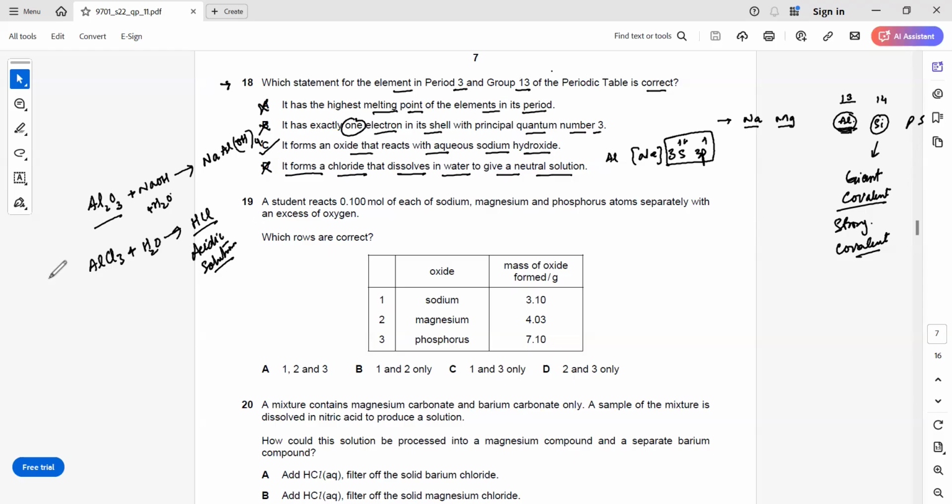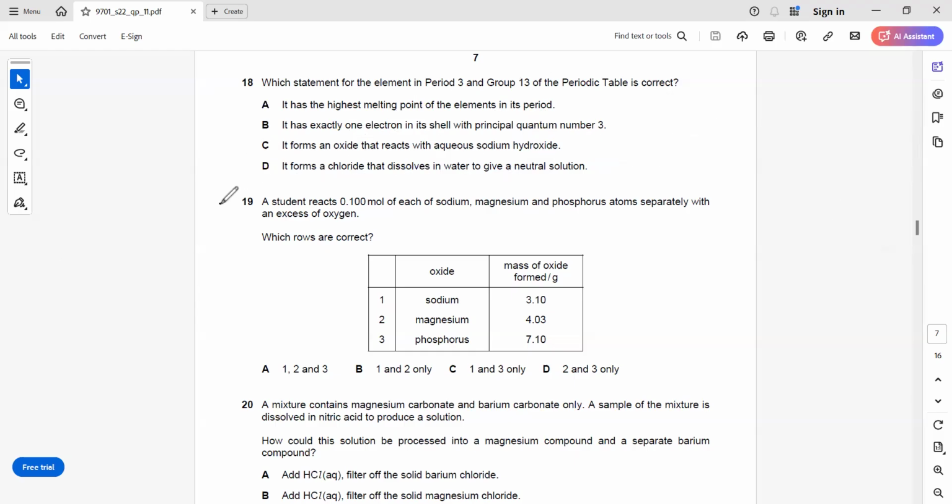Okay, now let's move on to the next question. They are saying a student reacts 0.1 mole of each of sodium, magnesium, and phosphorus atoms separately with an excess of oxygen. So they are saying which rows are correct, 1, 2, and 3. So we have to check all of them. First of all, let's see sodium. When it reacts with excess oxygen, it means combustion, and it gives us sodium oxide.